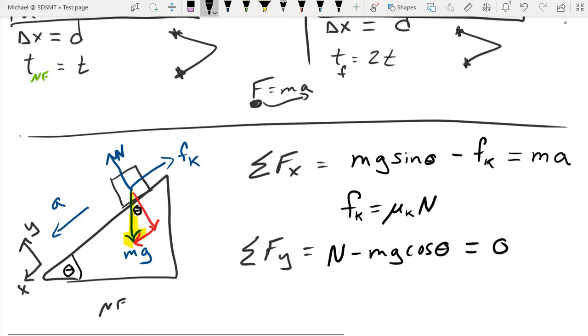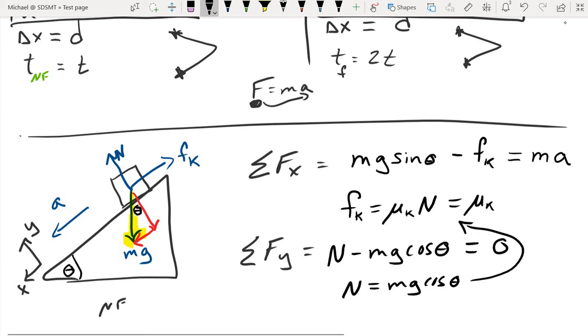and those two are going to have to equal 0 because we don't want the pig spontaneously flying off the slide. The pig has to remain in contact with the slide at all times, and so that means that our normal force is equal to mg cosine theta. We bring that up to our friction equation.